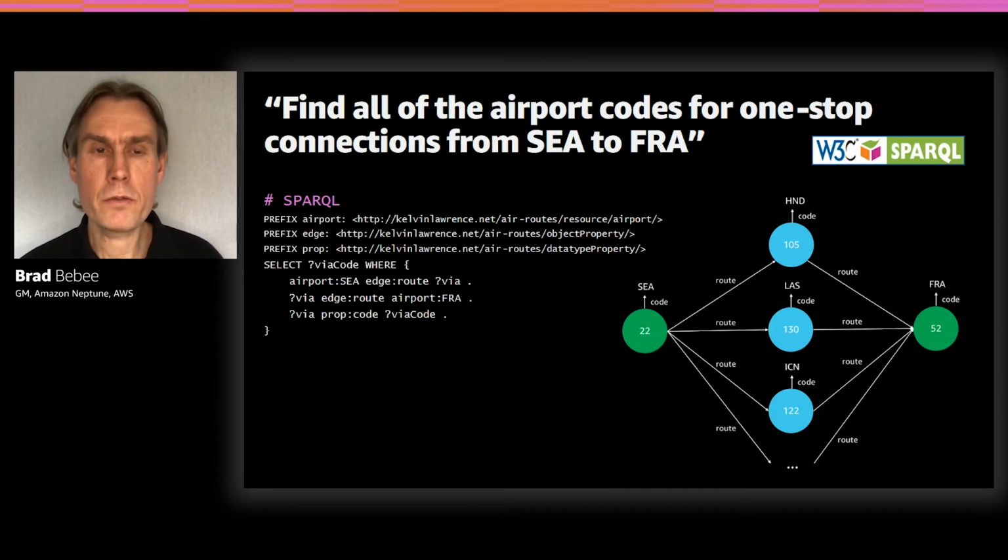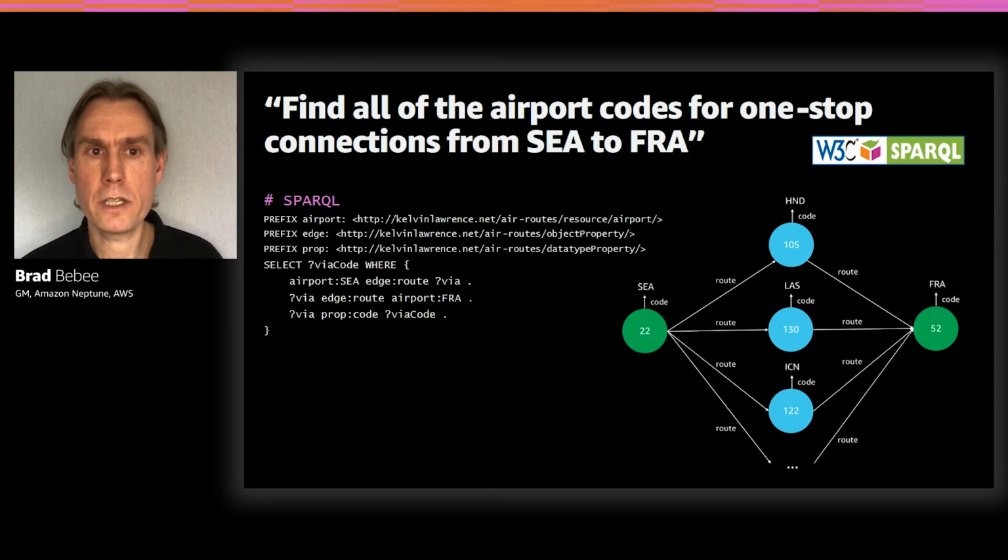So if you're familiar with SQL, SPARQL will look somewhat familiar. So let's take a look at this query. The first thing that we see is a triple pattern that starts with the Seattle airport code. So we see airport colon SEA, that's the subject position. Then we see edge colon route, so I want to find all the routes. And then we see this question mark via. And that means basically evaluate this triple pattern with the first two values and store the results in a variable called via.